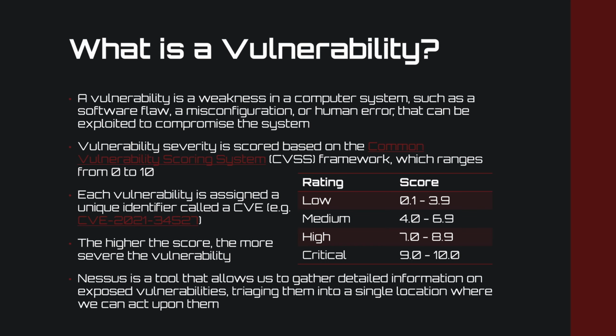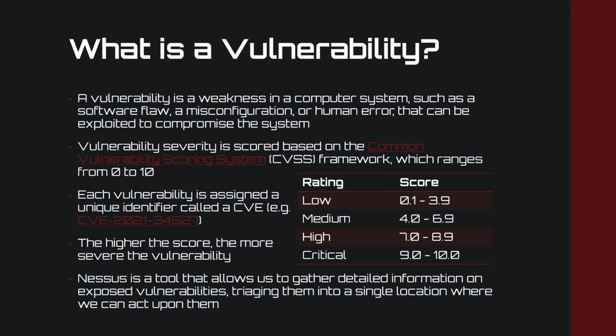Now then, in order to understand how to use Nessus as a tool, we have to understand precisely what a vulnerability is and how these are tracked. At its most basic, a vulnerability is a weakness in a computer system, such as a software flaw, a misconfiguration, or human error that can be exploited to compromise a system. You have most likely heard of what a vulnerability is before, and in the world of cybersecurity, mostly everything is based around them. Actually, it is what gives us jobs and pays for our food, and without vulnerabilities, I'm sure there would not be the cybersecurity world as we know today.